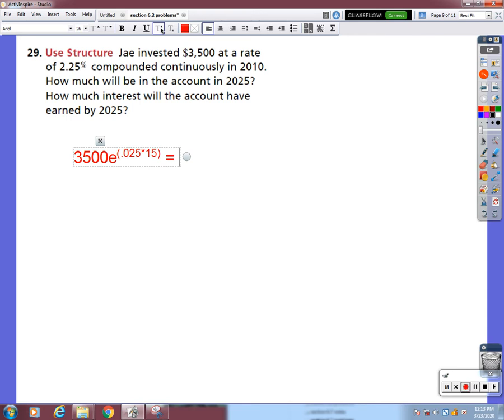Times 15. So Jay would end up with $5,092.47. So if we want to know how much of that is interest, then we could just subtract off the original $3,500 that he invested, and that would give us $1,592.47 interest.